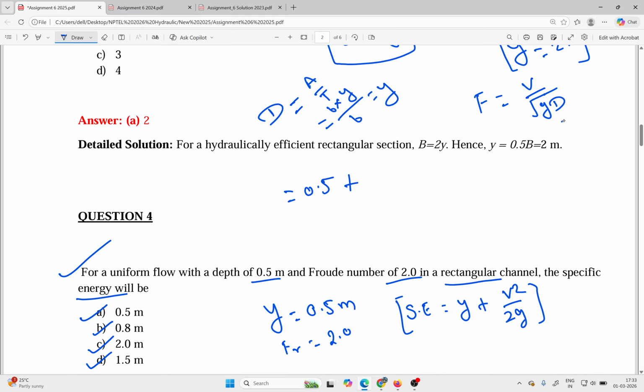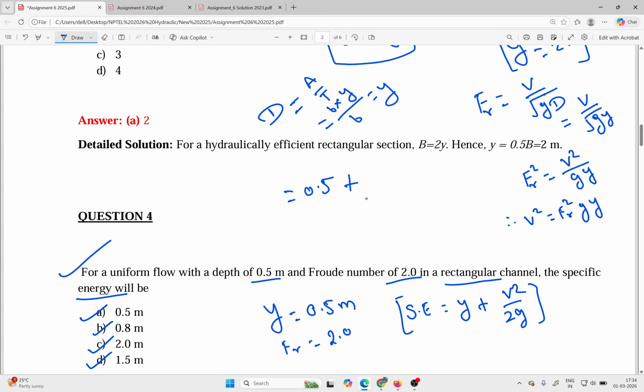So here for Froude number you can write, for rectangular channel only, because in the question a rectangular channel is given, remember. So V divided by root of GY. Now we can square both sides. This is your FR. So FR square is equal to V square divided by GY. So now you can get V square from here. V square is equal to FR square GY.